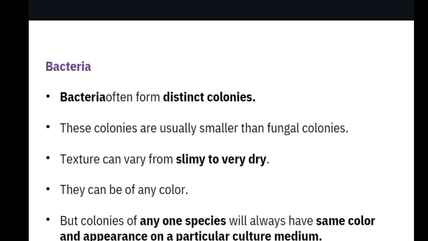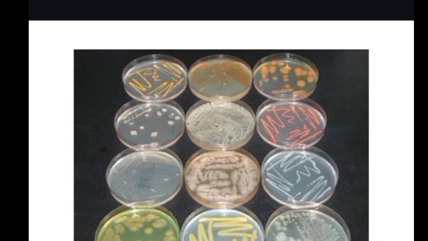Bacteria often form distinct colonies. These colonies are usually smaller than fungal colonies. In texture, they can vary from slimy to wet to dry. They can be of any color, but colonies of any species will always have the same color and appearance on a particular culture media. Like you can see here, a number of bacterial cultures with different shape, size, and color.